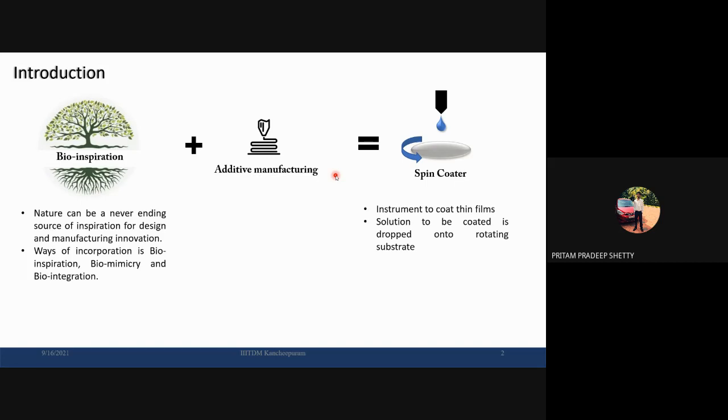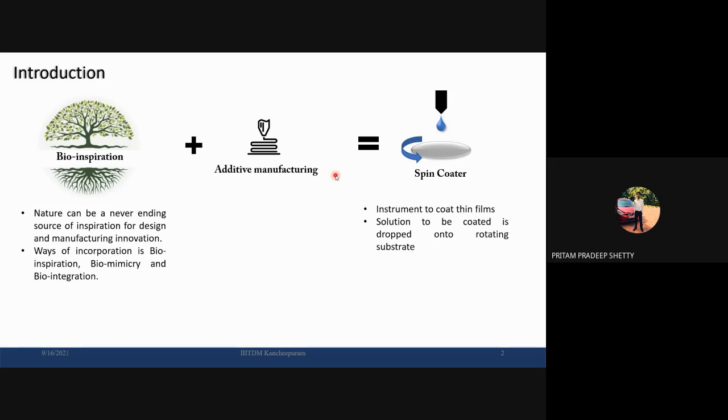So nature can be a never-ending source of inspiration for developing products. There are different ways, which you may already know, of incorporating biology into a system. Generally we categorize it as bio-inspiration, biomimicry, and bio-integration. In bio-inspiration, you will not strictly copy the biology into your system. You will just study its functional behavior, mechanism, and designs, and you are free to incorporate whichever aspect of that biological system into your device or system.